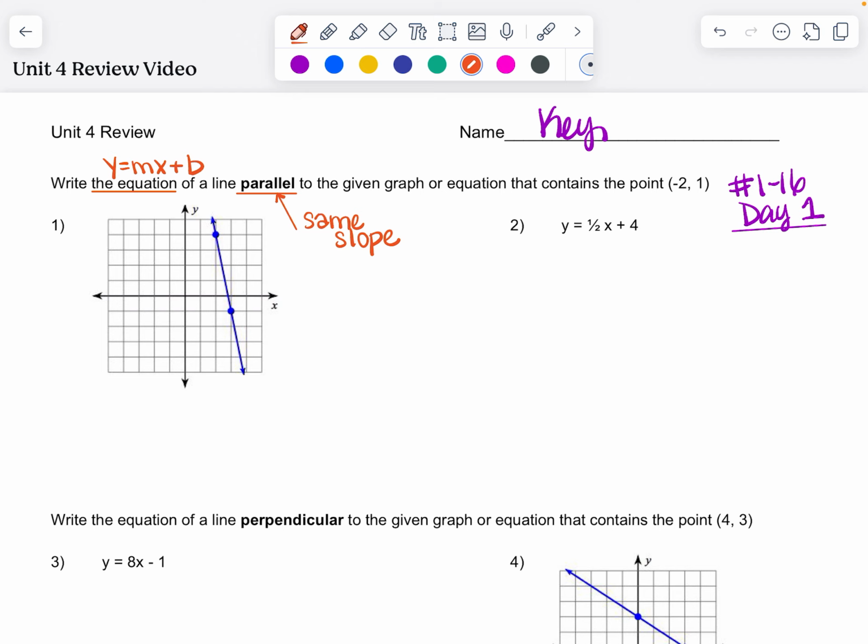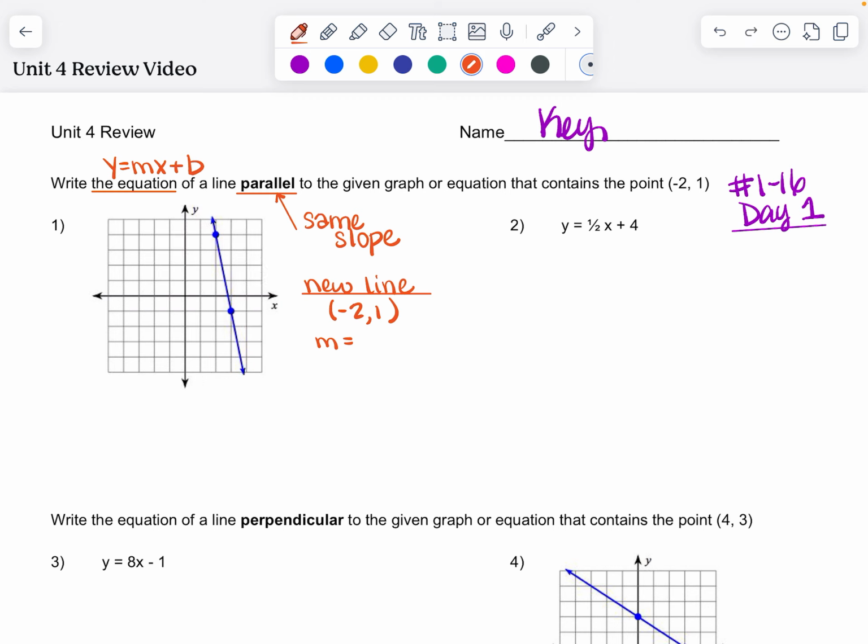Okay. All right, so we're going to write the equation in y equals mx plus b of the graph that is parallel to the blue line in number 1, but it also has to contain the point -2, 1. So remember, what I always like to do is keep track of all the information for my new line. So we know it has to pass through the point -2, 1. But we also know it has to have the same slope as the given line.